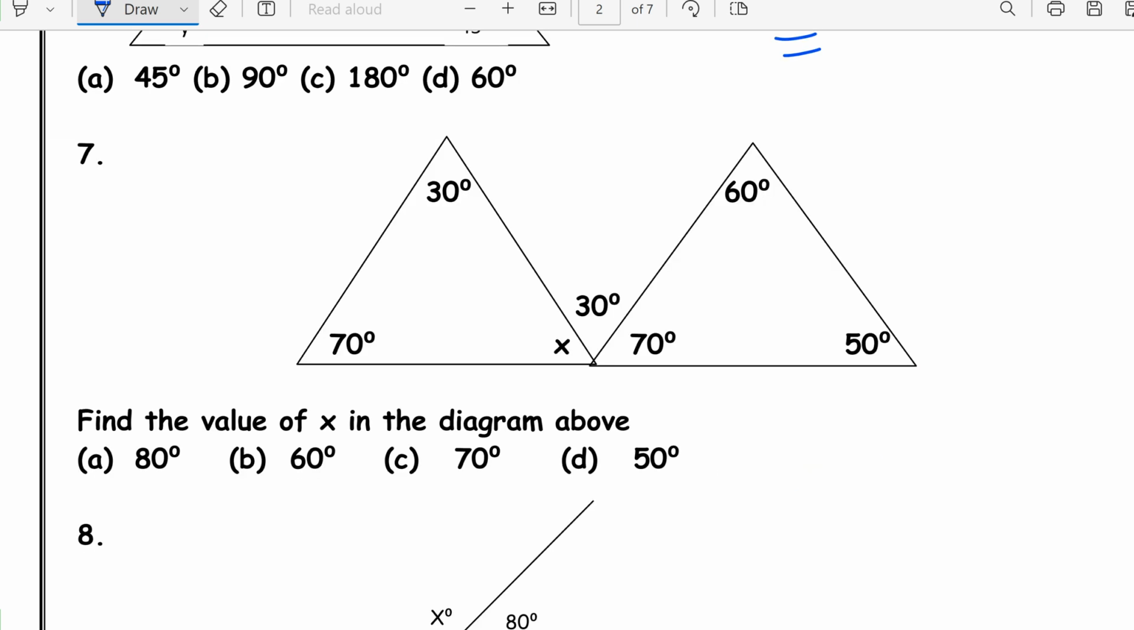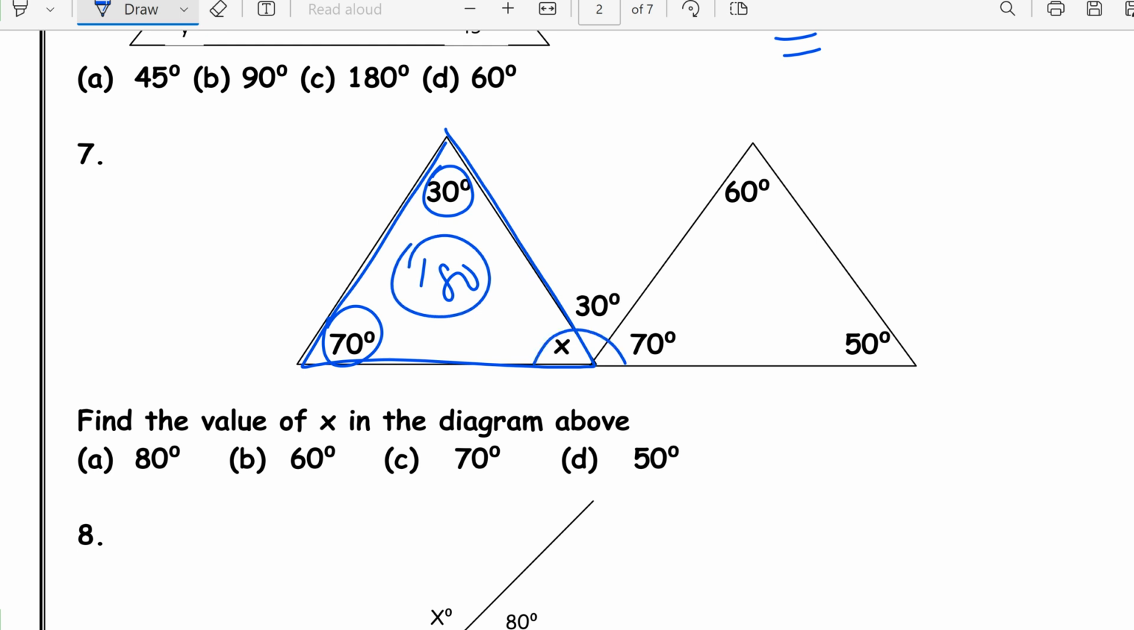Number 7 says, what is X? There are two ways of finding X. You can take the sum of this angle, which is 180, so you add this and this together, and take it away from 180. Or you take the sum of this, which also equals 180, add these two together, and you have your X. So on both sides, you have 180 minus 30 plus 70. Then you get what your X is. So that is what you are expected to do.